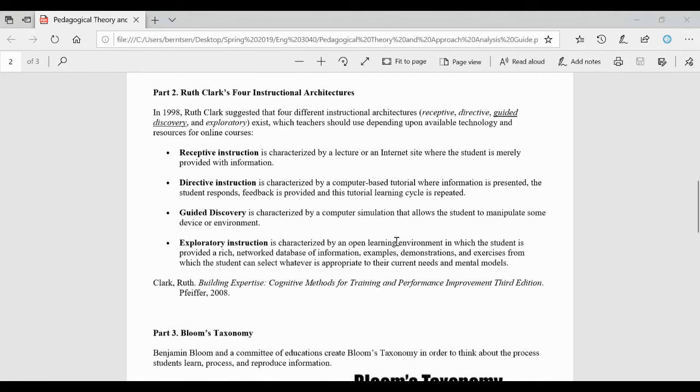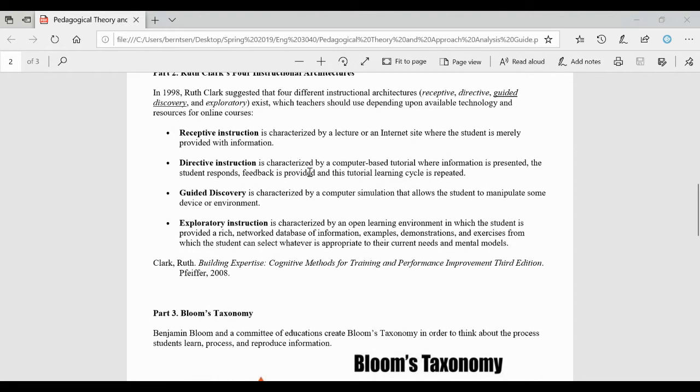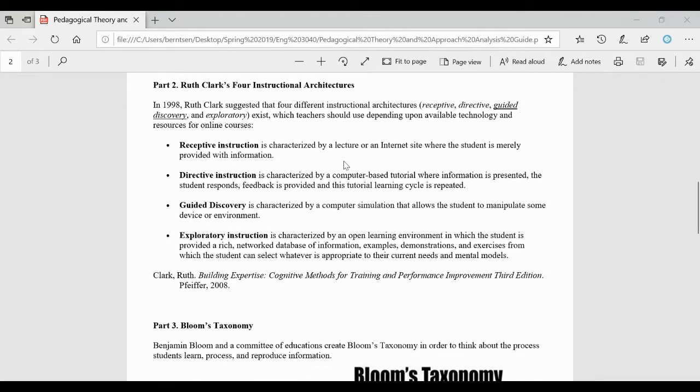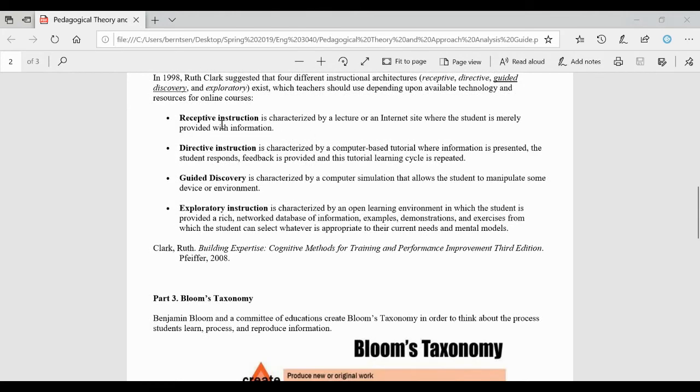Then in 1998, because of course things were moving online and so forth, Clark discussed that there are four potential instructional archetypes. There's receptive, directive, guided discovery, and then exploratory, right? So pretty much these four exist, which teachers should use depending on available technology and resources for online courses. So, receptive instruction is characterized by a lecture or an internet site where students are merely provided the information, right? They just receive it.